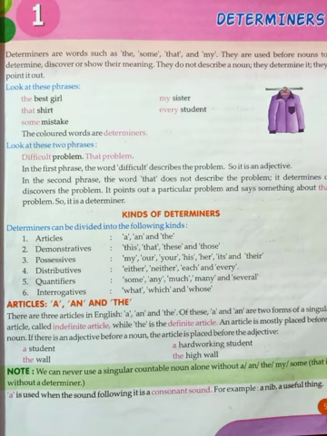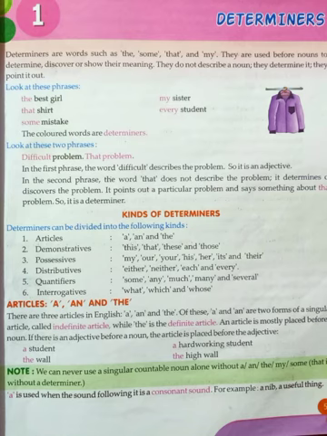Now determiners are of 6 kinds. There are 6 different kinds of determiners. They are articles, demonstratives, possessives, distributives, quantifiers and interrogatives. Now we will see all these 6 different kinds of determiners one by one.